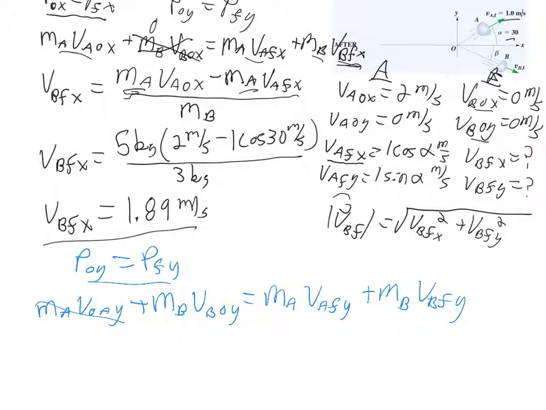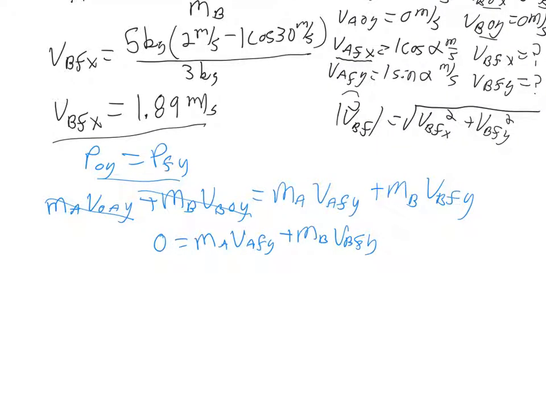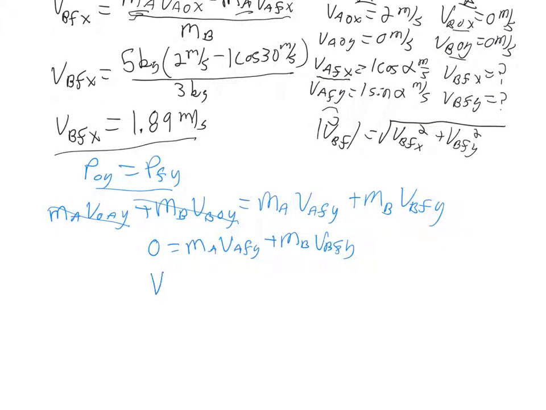So these are both 0, so that's a bonus. So our initial momentum is 0, which means our final momentum also equals 0, but we still need to solve. So we have 0 equals MA VA final in the Y plus MB VB final in the Y also. And so now we can solve for VB final. So VB final in the Y should be equal to MA times VA final in the Y divided by the mass of B.